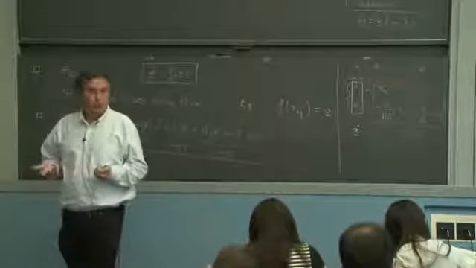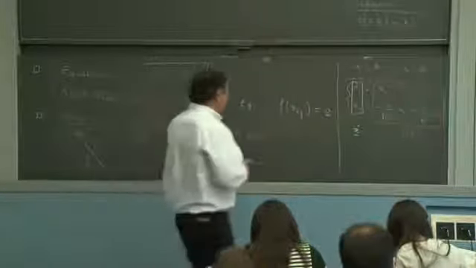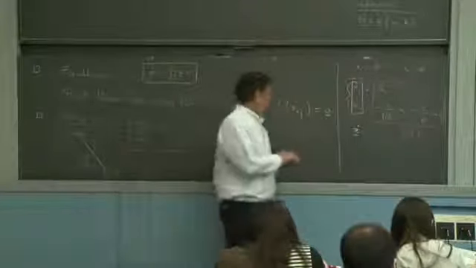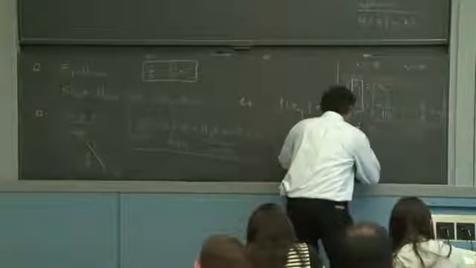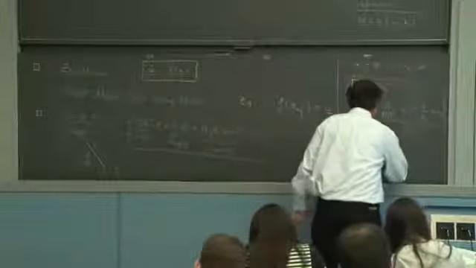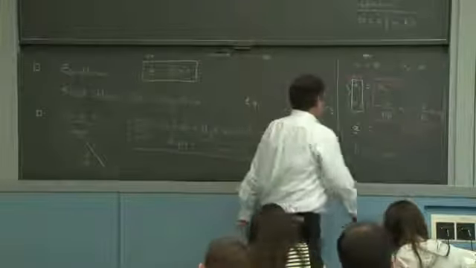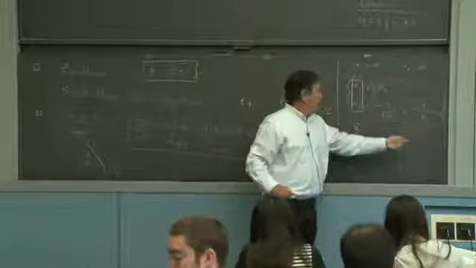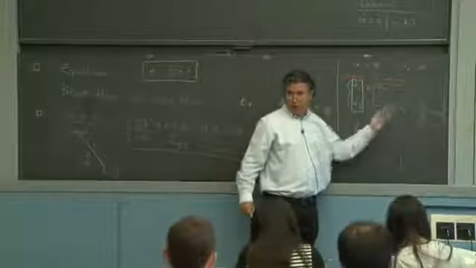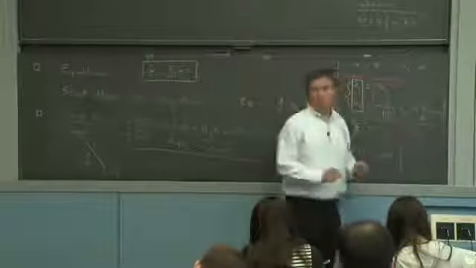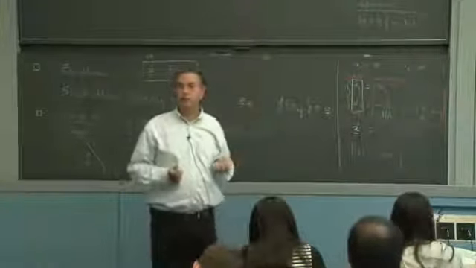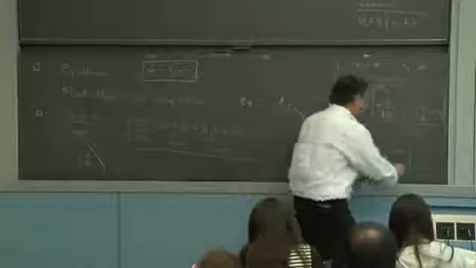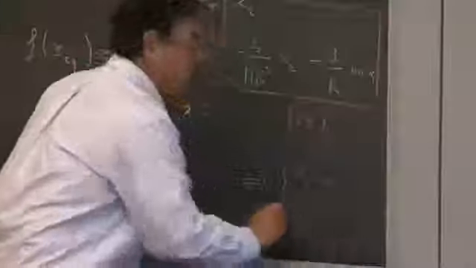So how do we find equilibria? Well, we just look for f of x equals 0. So f of x equals 0 is equivalent to x2 equals 0 for the first one. And then this whole term equals 0, but we know that x2 is 0, so it's simply sine x1 equals 0.